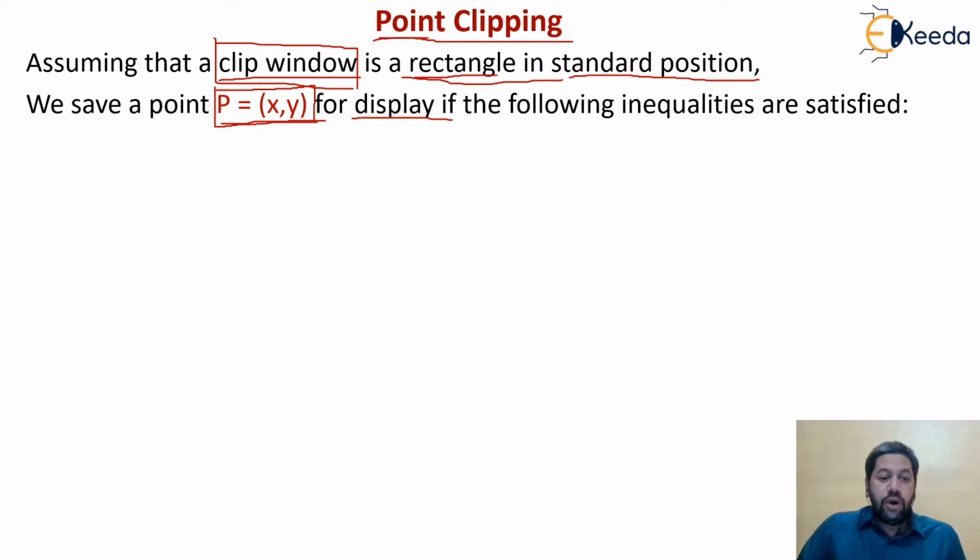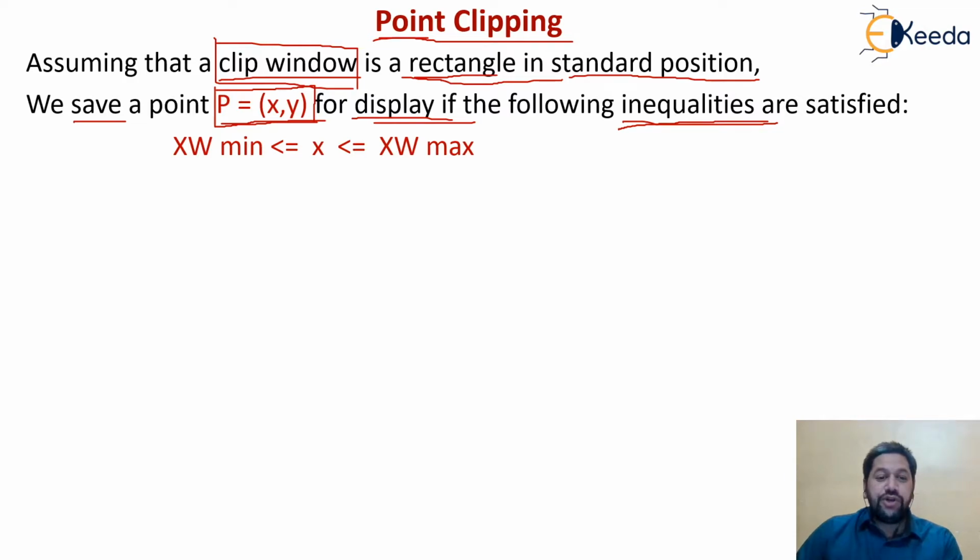Now we save, meaning display, the point P equal to x comma y if the following inequalities are satisfied. We definitely require some formula or condition to decide whether the point is saved or displayed, or whether it is discarded, that is, whether the point is inside or outside the clipping window. For that, the following inequalities should be satisfied.